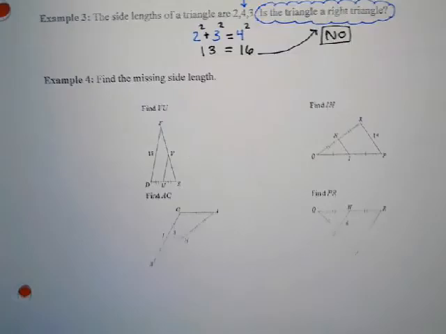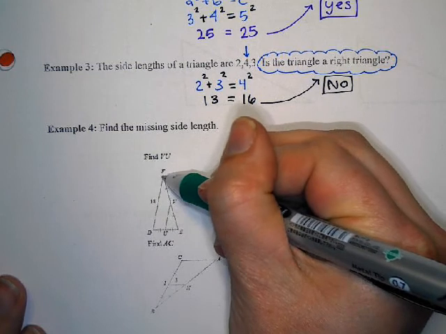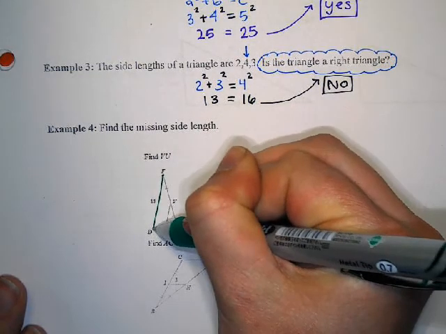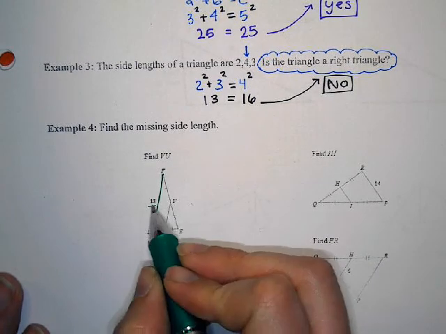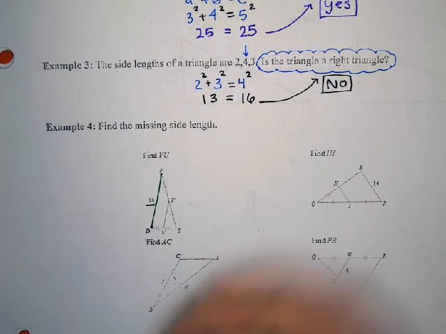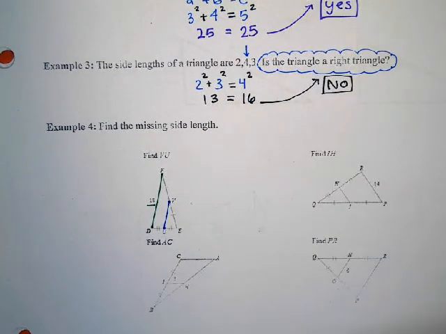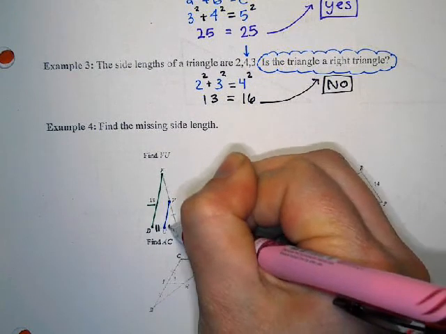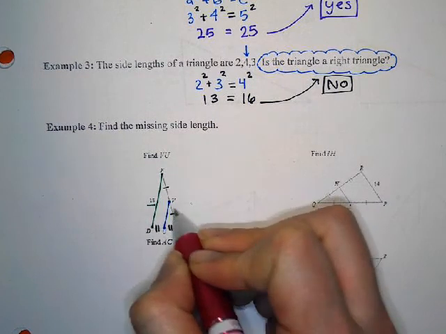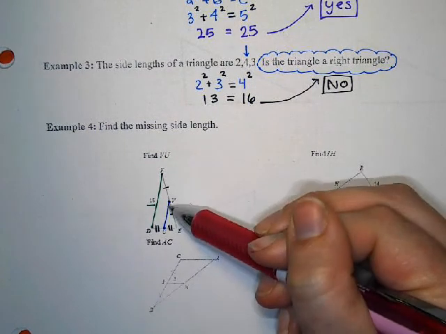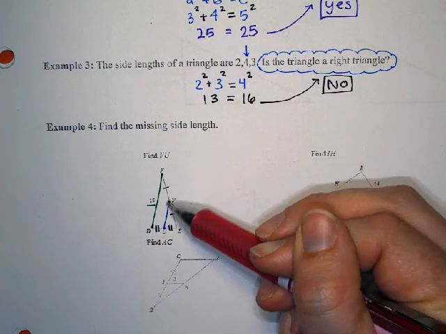Example 4. When we look at our image, we're trying to find the missing side. I know that from F to D, it's 18. It's kind of hard to see, but that's an 18. And I'm trying to find what V to U equals. And it has these markings, which means that U is in the middle, and V is in the middle, which makes this a mid-segment. The segment is in the middle of the triangle.